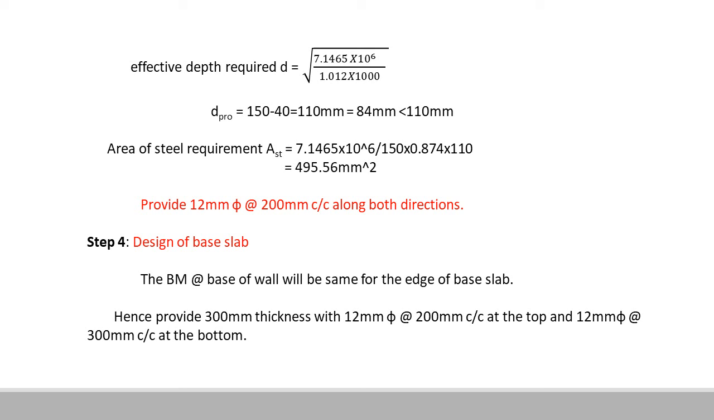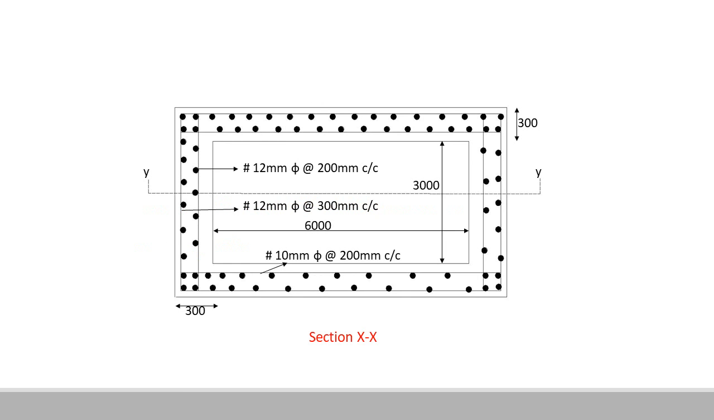Then step number 4, design of base slab. So for the base slab, we can assume all the values based on previous steps. The base slab portions will be changed from the previous steps. Then the bending moment at base of wall will be the same for the edge of the base slab. Hence provide 300 mm thickness with 12 mm diabar at 200 mm center to center distance for top, and 12 mm diabar at 300 mm center to center distance at bottom.